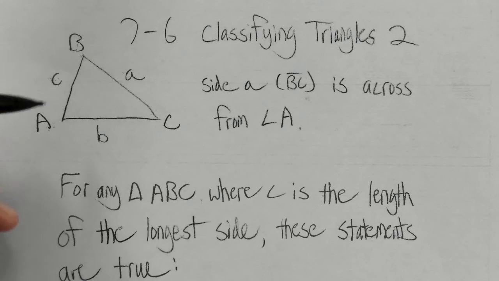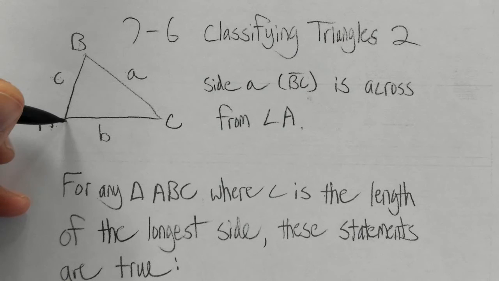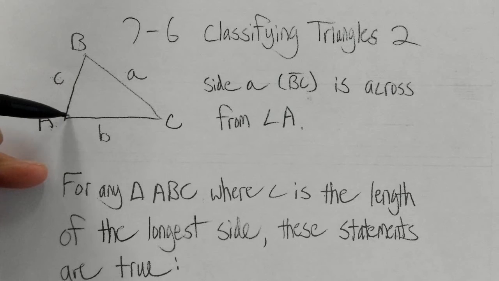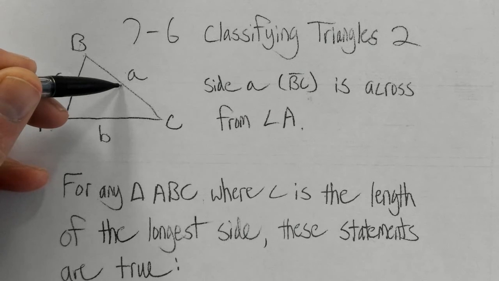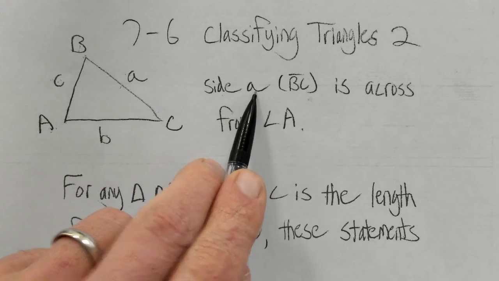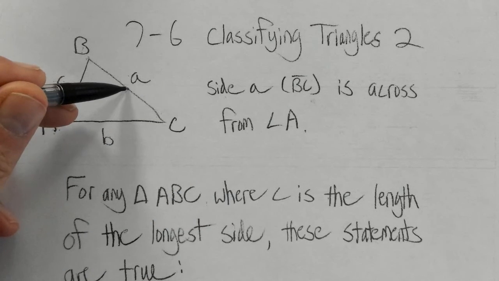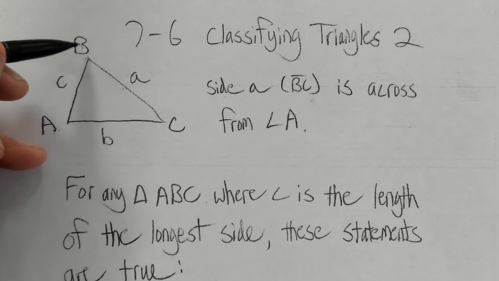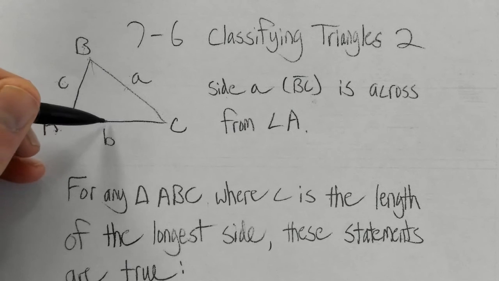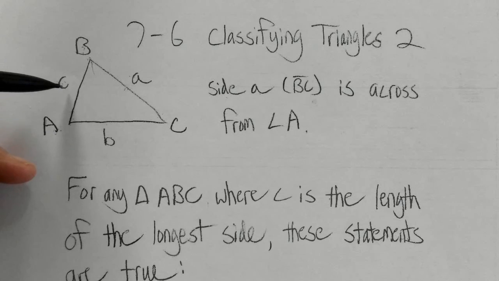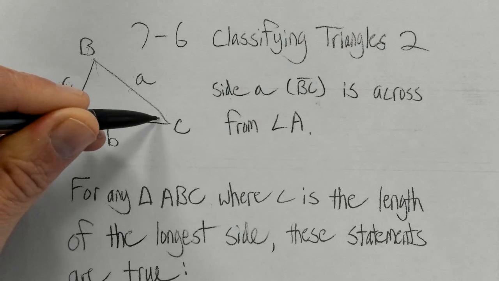Now, here's the key. If this is angle A, then lowercase side A has to be the side that's across from angle A. So side A, which is segment BC, has to be across from angle A. And likewise with the other two. If this is angle B, the one opposite of it, across from it, has to be side B. And then side C has to be across from angle C.